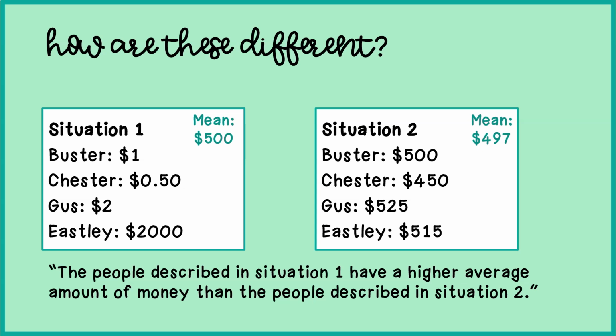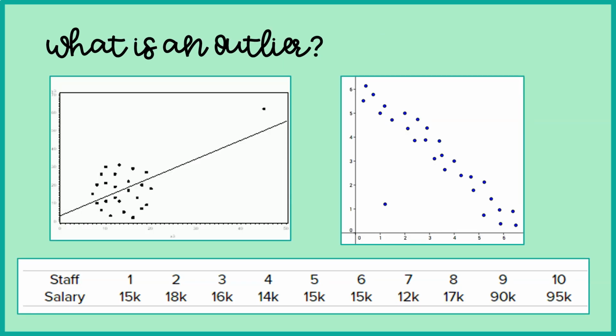However, if you're looking closely at the data, you can see that in situation 1, 3 people have $2 or less, and then just one person has $2,000. So that's artificially pulling the mean way up. Whereas in situation 2, the data is more tightly clustered around the mean of $497. So this is where mean doesn't quite accurately describe what's going on. So let's talk about an alternative.